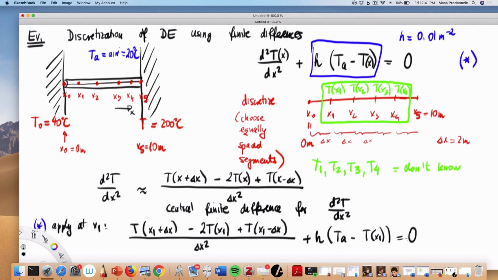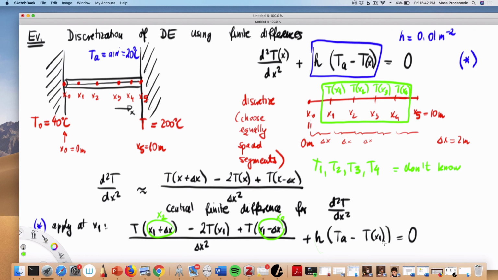Now I recognize that T of x1 is the T1 that I set as an unknown. What is T of x1 plus delta x? What is x1 plus delta x? Look it up there. X1 plus delta x is x2. So this here is T2. What is x1 minus delta x? Look at the graph. X0. So what I have here is T2 minus 2T1 plus T0, divided by delta x squared, and that's 4, right? That's a constant. Plus h, which is another constant, times 20 minus T1 equals 0.